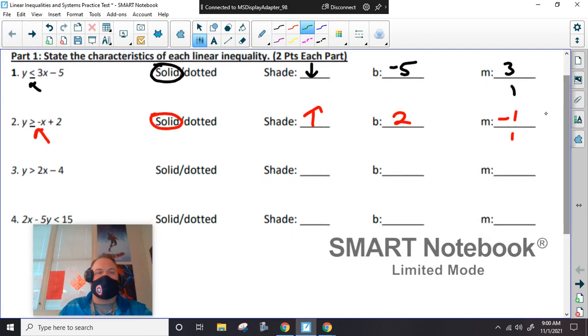All right. Number 3. First of all, is this solid or dotted? Dotted, because there's no line. Which way am I shading? I'm shading above. What is my b? -4. Where's my m? 2 over 1.